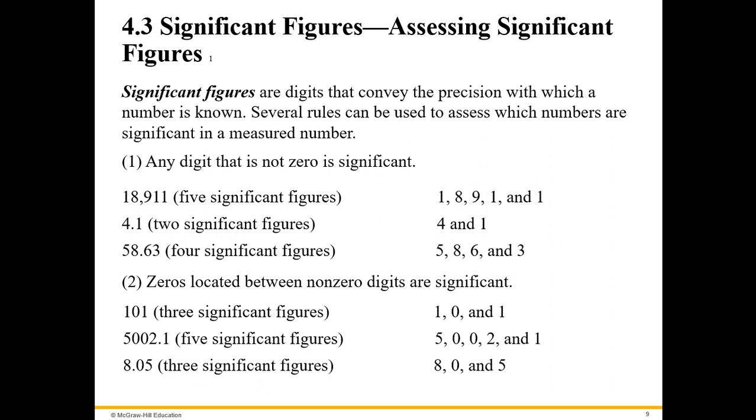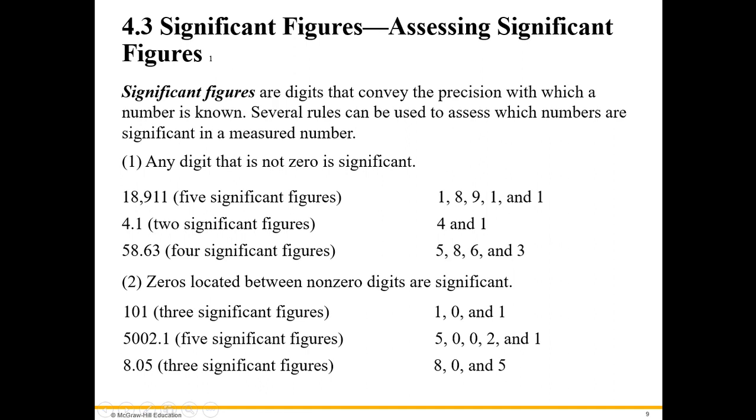Any number that is not 0 is a significant number. Any digit you have in it, it's a significant number. So example, 18.99911. No zeros, all numbers are significant. You have 5 sig figs. 4.1, 2 sig figs, like that.